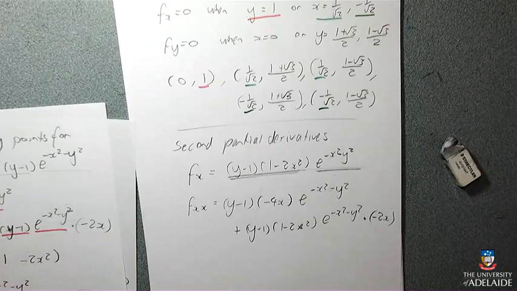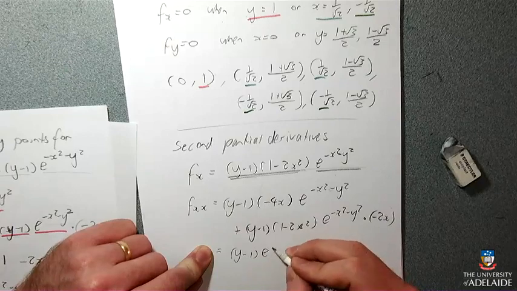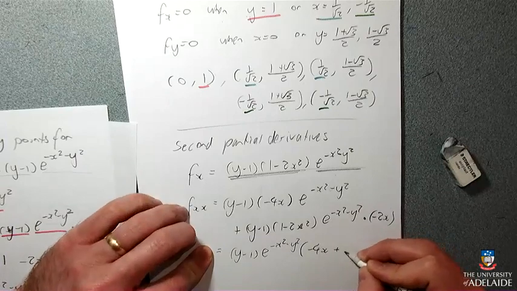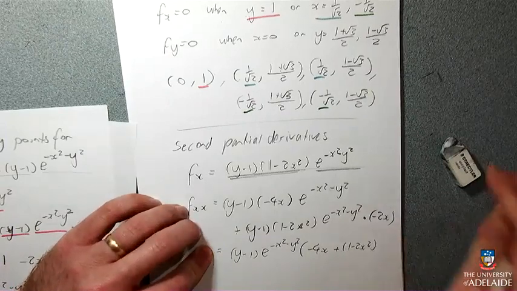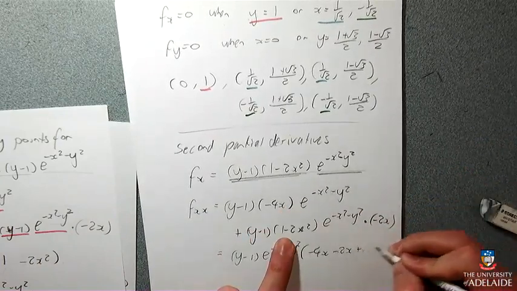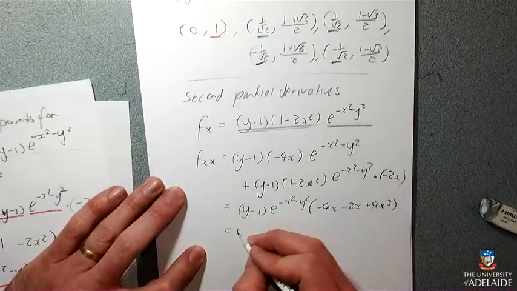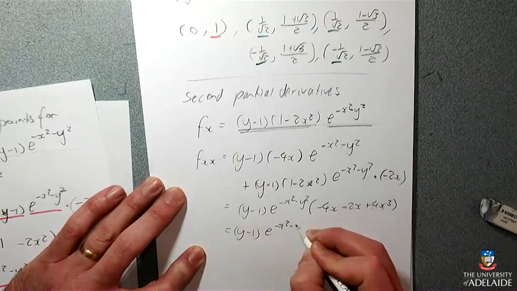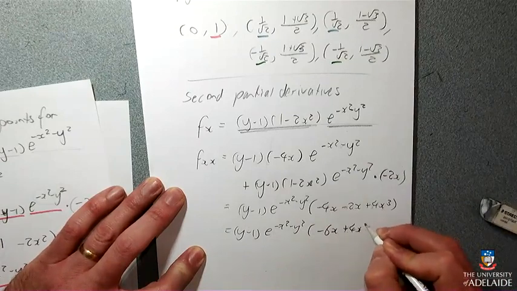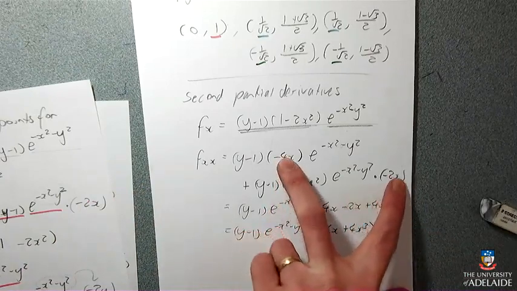Okay. Well, everything's got a y minus 1 and an e to the minus x squared minus y squared, and then we get a minus 4x minus 2x. Yeah, rightio. Cool. I should have pulled out the x too. They've all got a minus x as well. Whatever.